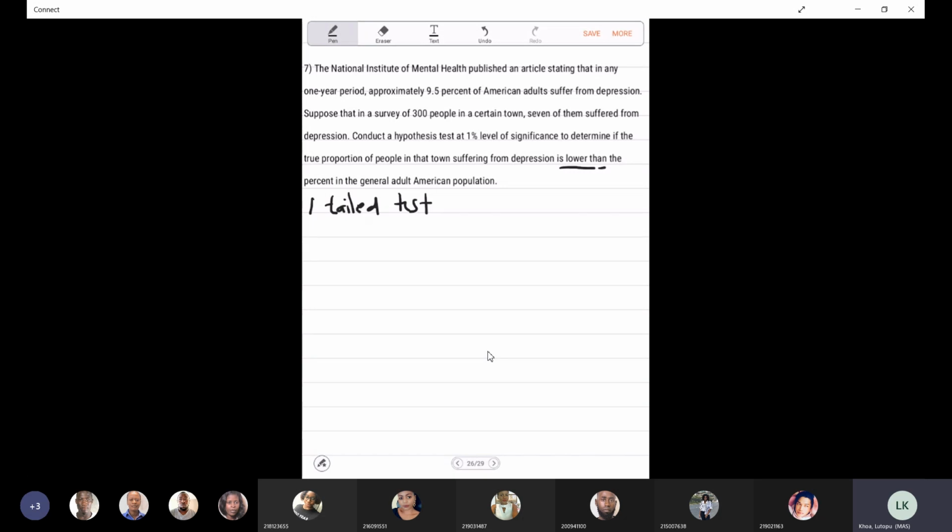So our H0 and our alternative. So remember, the alternative goes with the claim or whatever it is you are asked to test. Now here we were asked to test if the proportion is lower, that means less than. So in the alternative, I want to see the less than symbol. So we'll say pi is less than 0.095. So this is the claim or whatever it is we were asked to check.